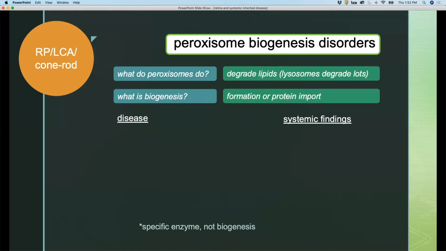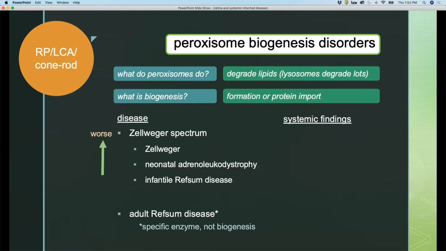So you mentioned Refsum disease. That's great that you remembered that that was a peroxisomal disorder. What are some other peroxisomal disorders? I just remember there's one paragraph on, is there a familial one also? Yeah, so all of these are inherited.